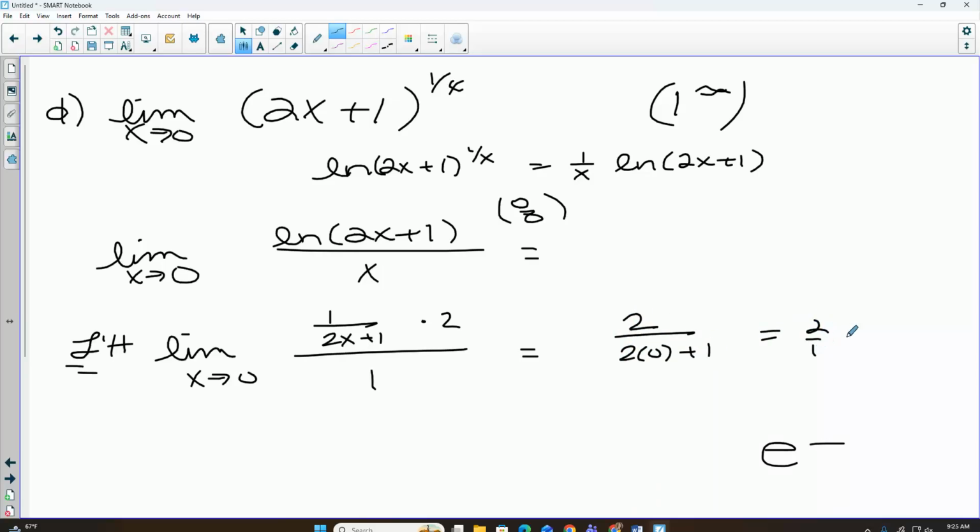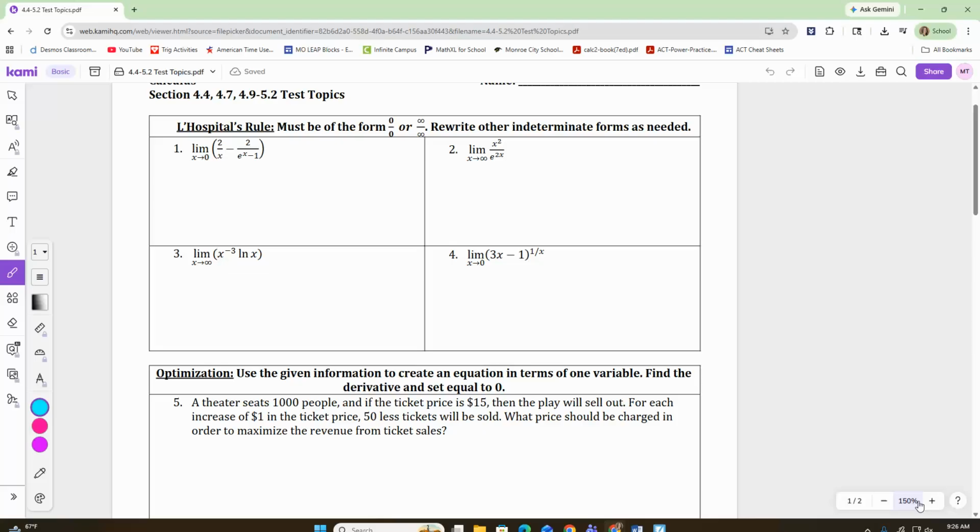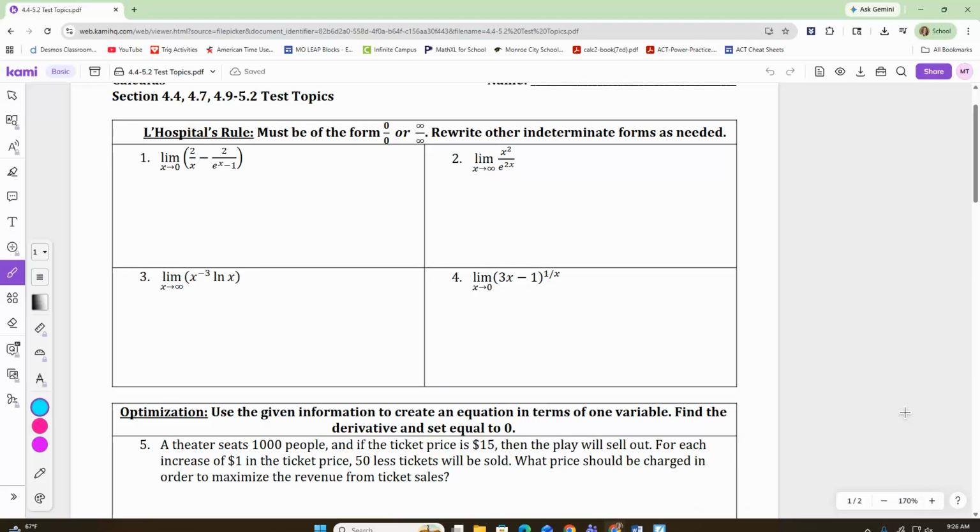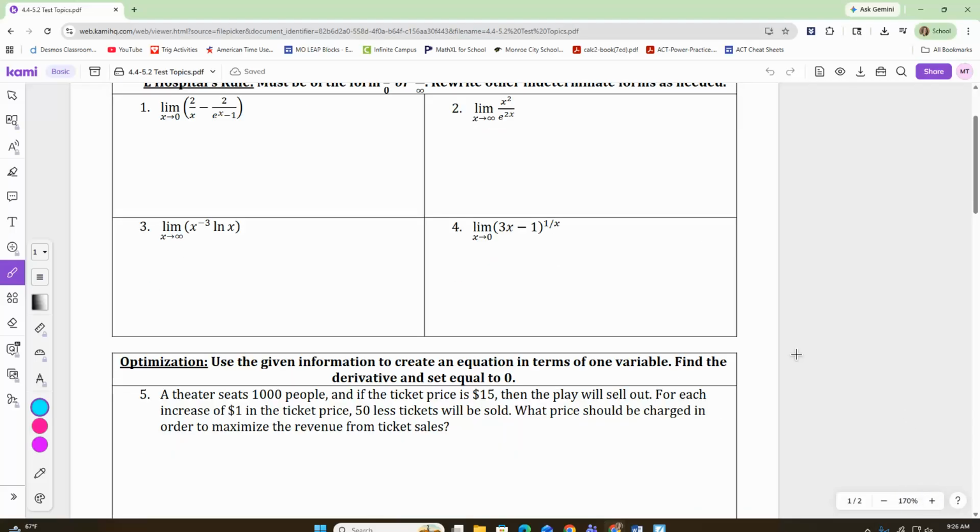We get 2 over 1, which is 2, and then our answer is e squared. I encourage you, if I can't get through all this before the end of class, you should look at it. This is a summary of exactly what's on here. So, L'Hopital's rule, that's what we just got done practicing. Do I need to work these out, or do we want to hit some of the other stuff and come back to this?